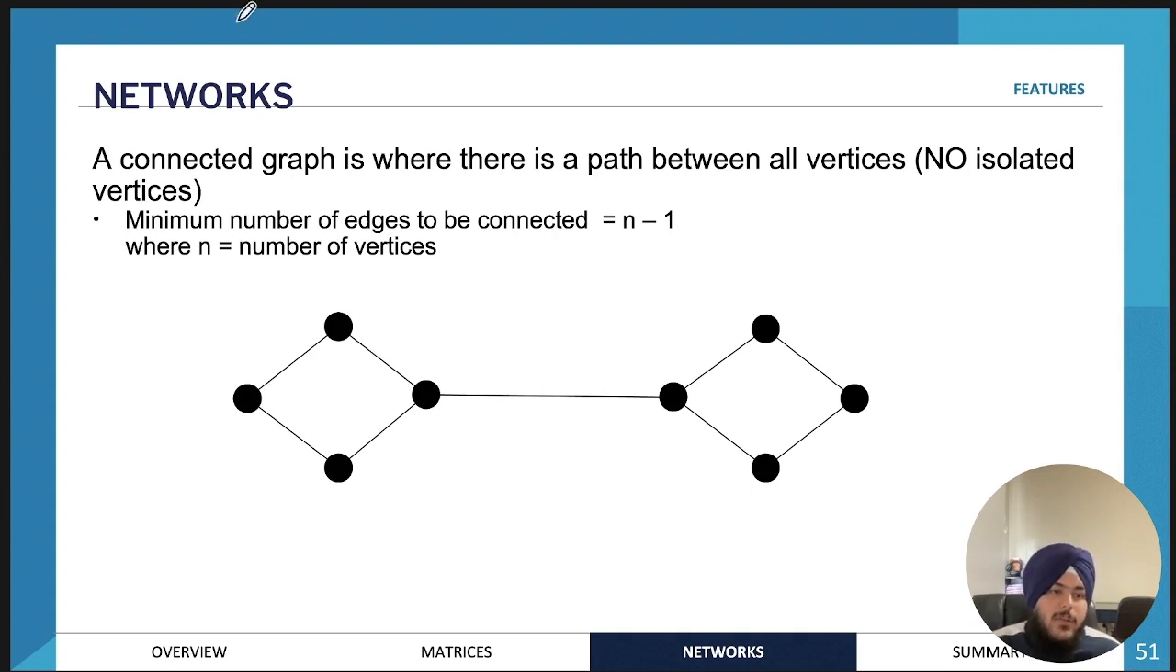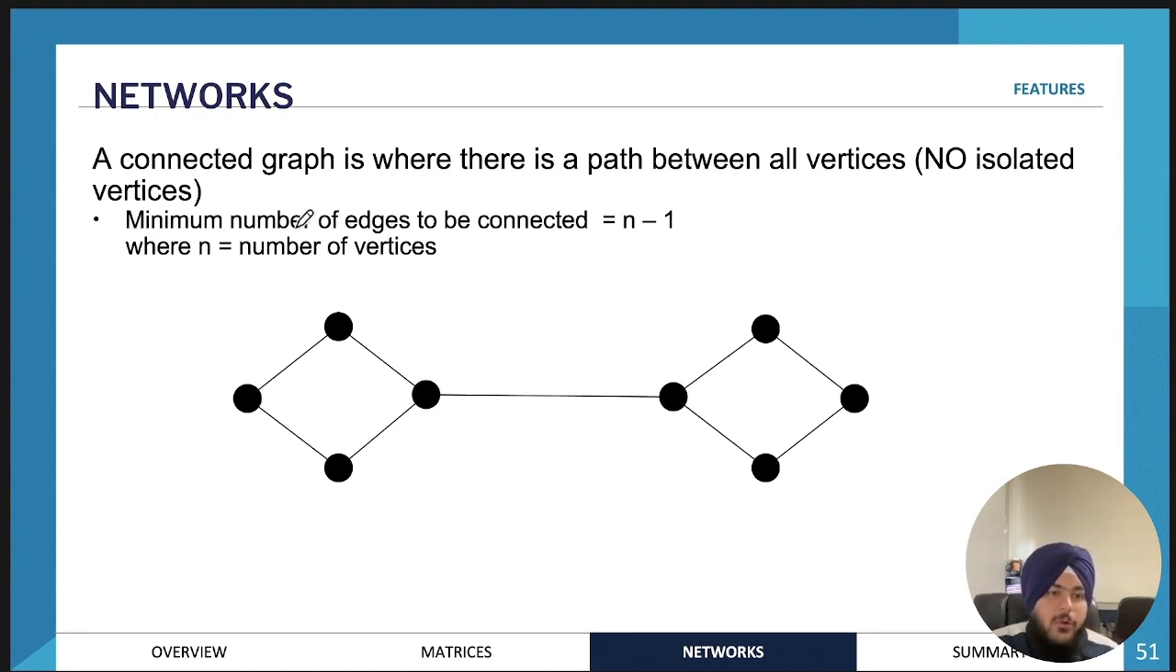Okay, so next we have an example of a connected graph. So a connected graph is essentially where there is a path between all the vertices. And what that essentially means is we have no isolated vertices. And we can have multiple edges, so we might have this, that will still be considered a connected graph, but all the vertices in the graph need to be connected to the network or to the other vertices in the network.